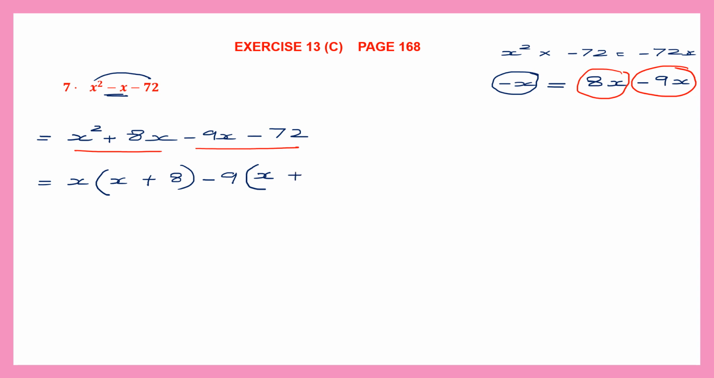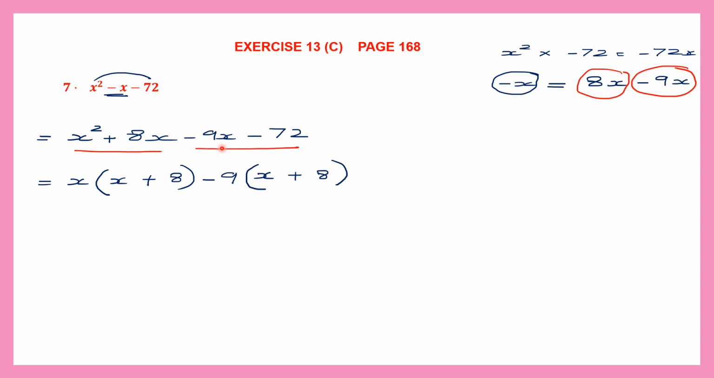So 9 into what will give me 72? 9 8s are 72. So I can put the 8 inside and close brackets. Remember, here I have x plus 8. Here also I need to get x plus 8. So we have to put a sign carefully. Now you can check this once again. Check and see whether you're getting this.